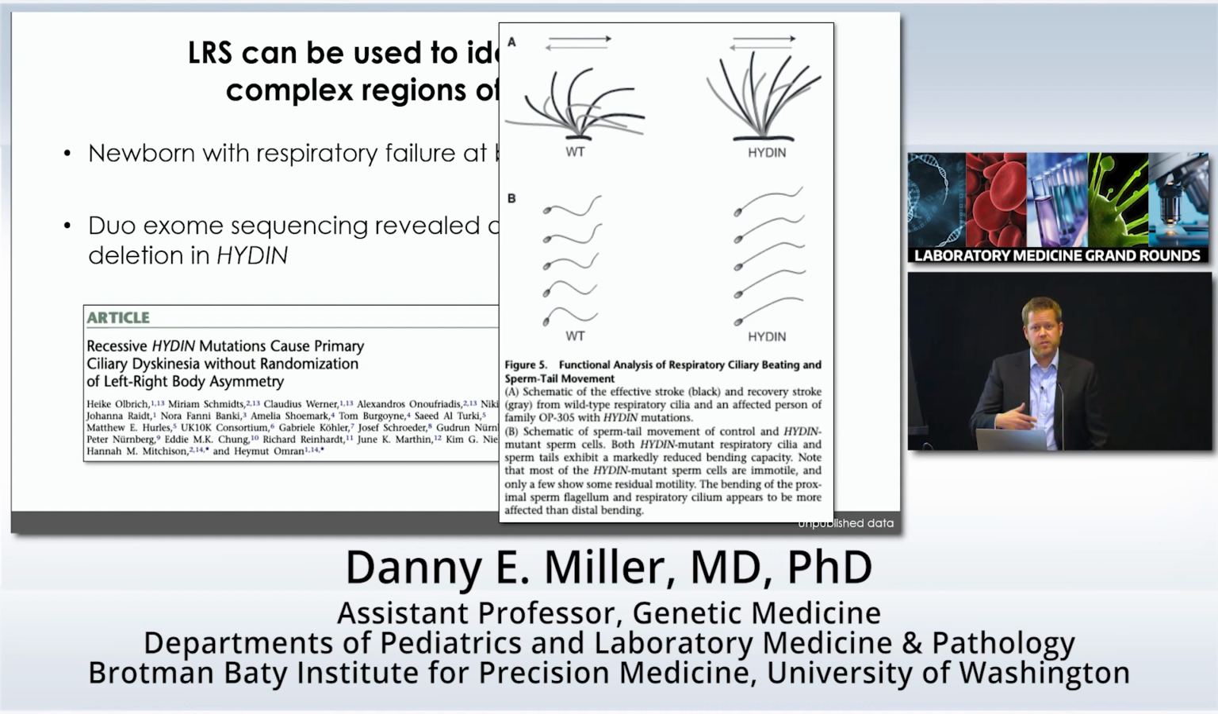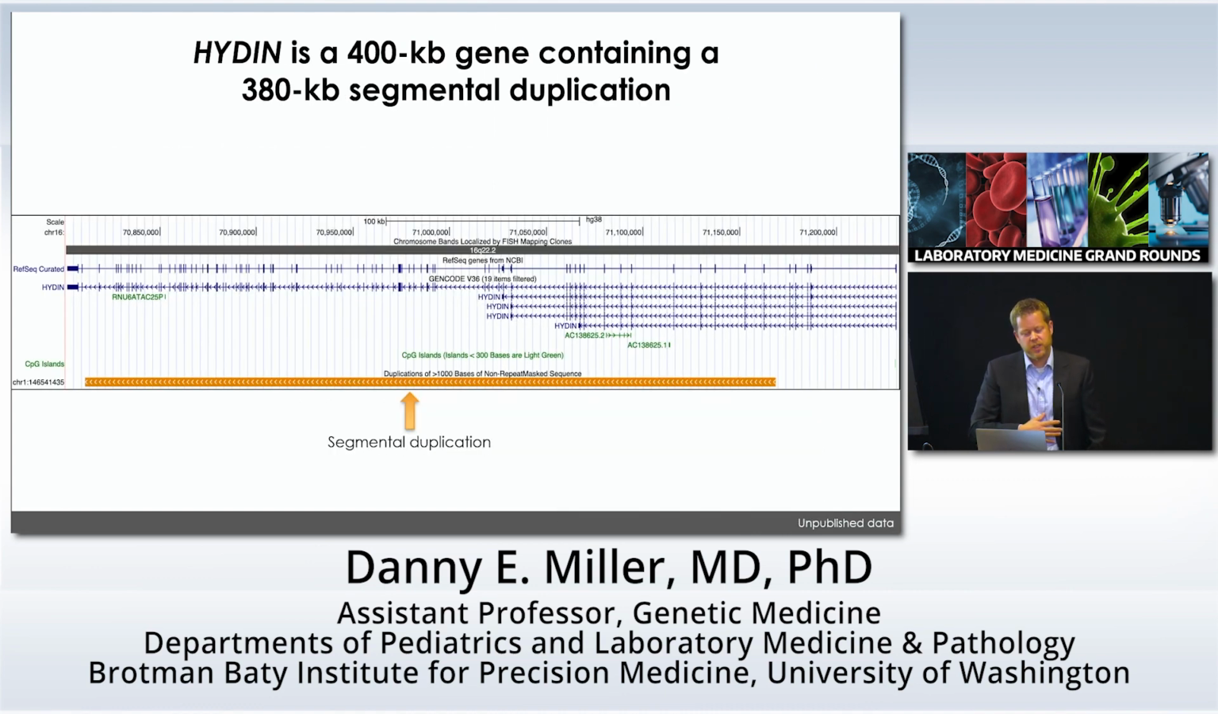And when you think about newborns who have respiratory failure at birth, a ciliopathy is a good explanation for that, right? The thing, though, was that she only had one variant in the gene Haydn, not two. When we went to look at the gene, we were actually surprised. Haydn's a large gene, about 400 or so kb, and it contains a 380 kb segmental duplication.